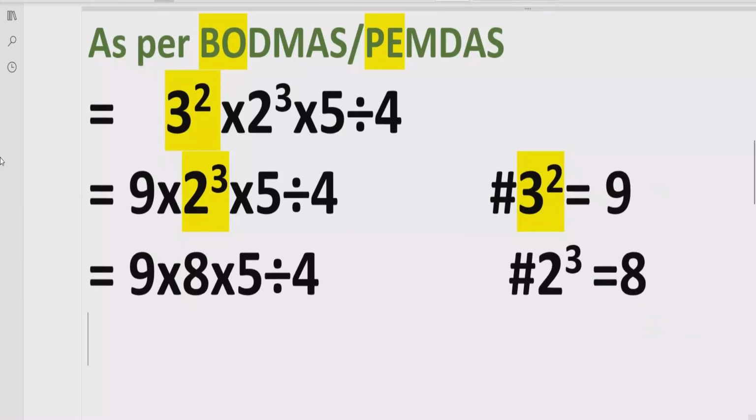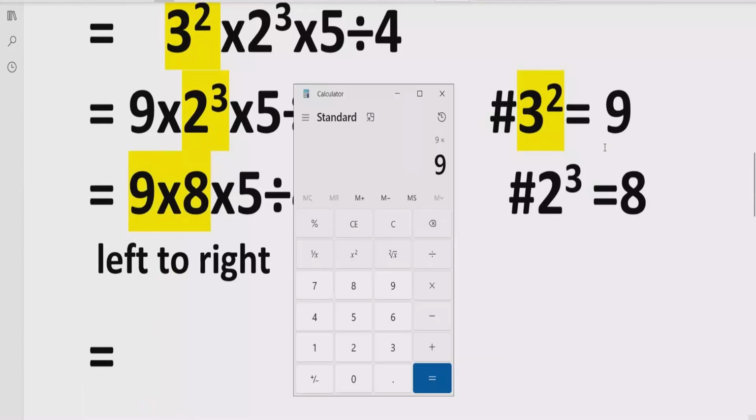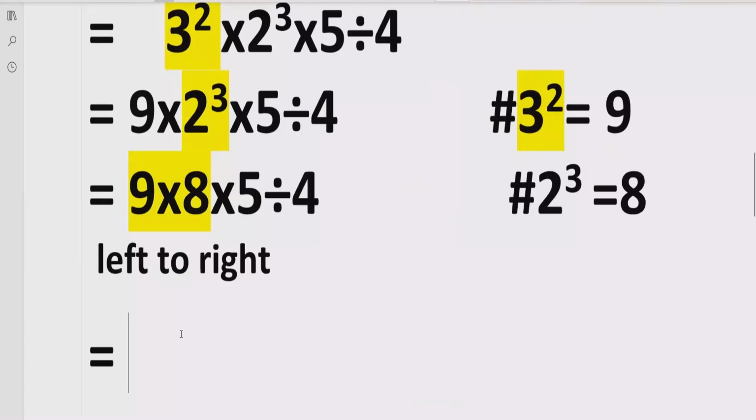Now we have solved all the exponent parts in this expression. Now we will go to division and multiplication. So what we will do in this expression, we will go left to right and find out division and multiplication. First we have this multiplication, which is 9 multiplied by 8. So we will multiply both of them. 9 multiplied by 8 equals 72. 72 multiplied by 5, we will write as it is, and divided by 4, we will write as it is.